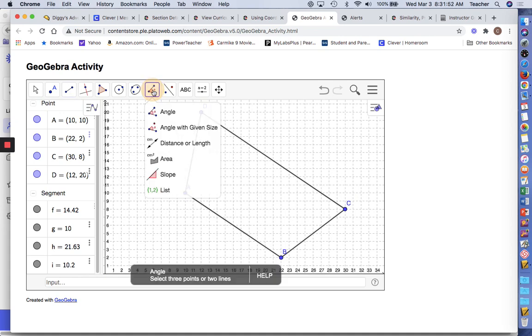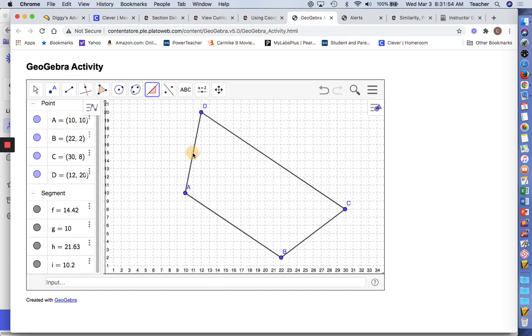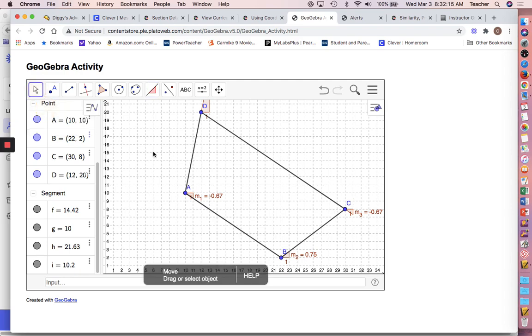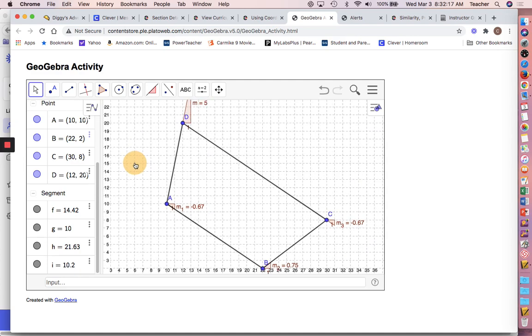So we need to come up here to find slope. I'm going to find the slope of each one. So I'm just clicking on them. Oh, yeah, look at this. AB has a slope of negative 0.67. CD has a slope of the same, negative 0.67. These are for sure parallel lines, and that means you have one set of parallel lines. This is a trapezoid, y'all.